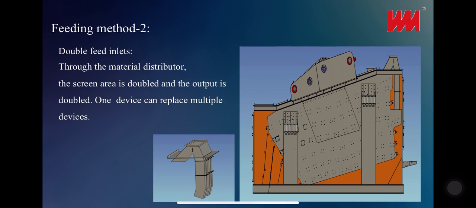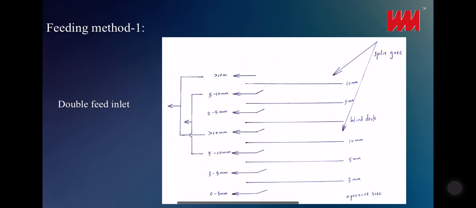Then it has a second feeding method, double feeding inlet. In this way, through the material distributor, the screen area is doubled and the output is doubled. And so one device can achieve the function of double machines. This picture shows how the material is fed and is separated by the machine.